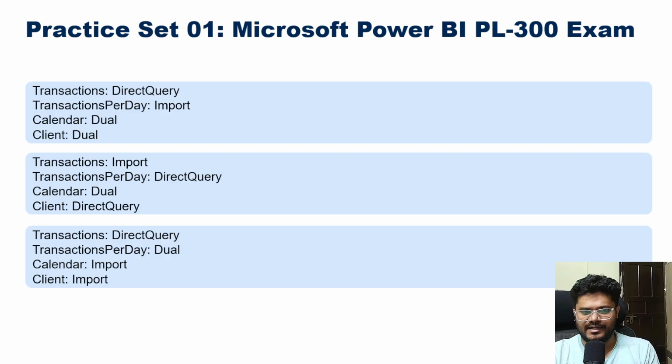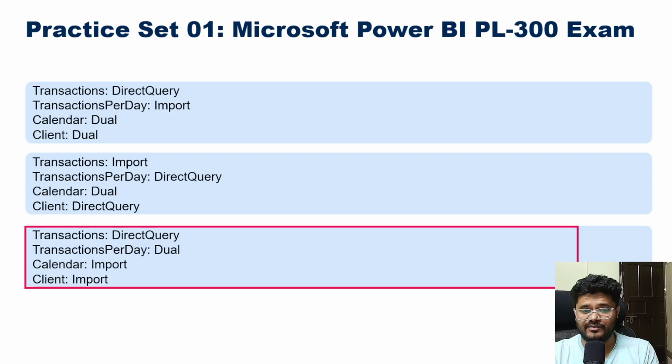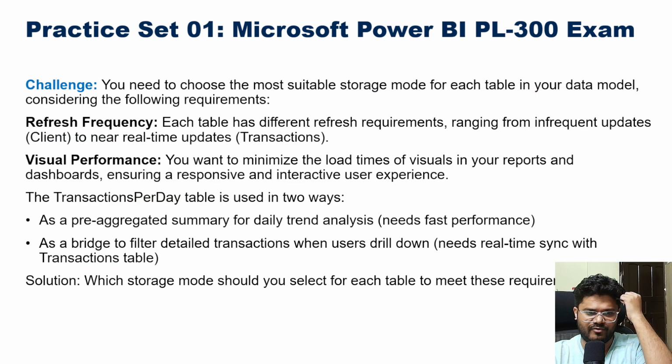Let's see which is the correct answer, and it is option C, in which transactions table should have direct query mode, transactions per day should have dual, calendar and client are import. So just directly you can easily identify from the previous slide, because transactions is a table in which transactions are happening in real time, right? And as it is mentioned in the refresh frequency requirement as well, we want real time update.